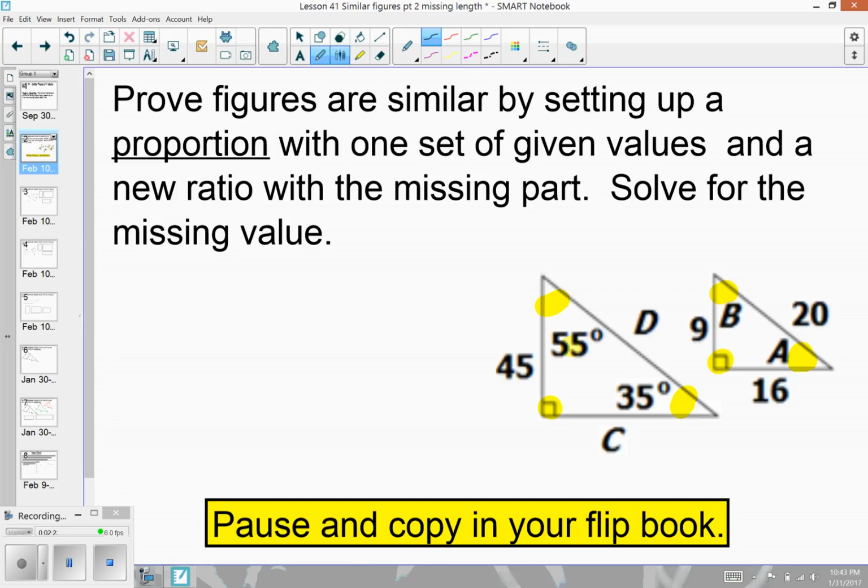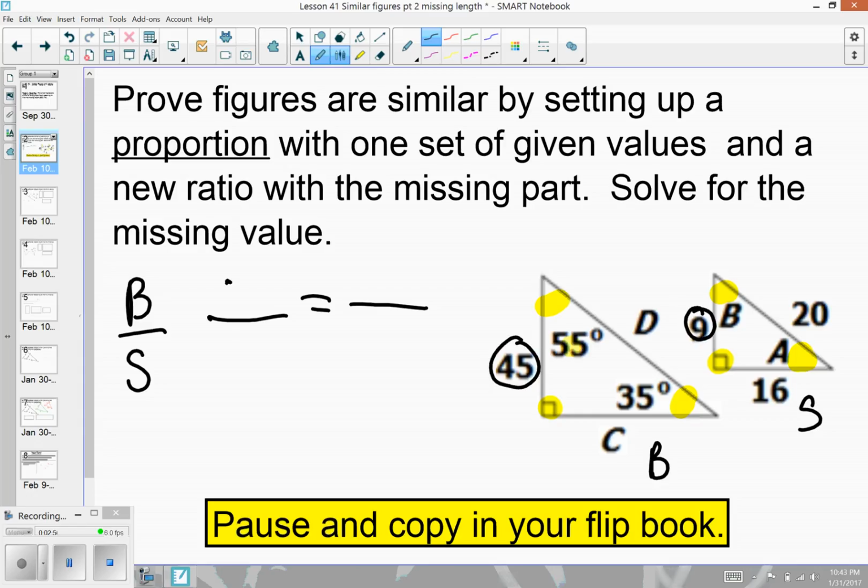So we want to see, are our sides proportional to each other? So we're going to compare. I'm going to say that this is our big shape and this is our small shape. So we're going to compare our big shape to our small shape, set up our proportion. And I'm going to go ahead and start with what we know. We know that 45 corresponds to 9. So 45 corresponds to the side that is 9.